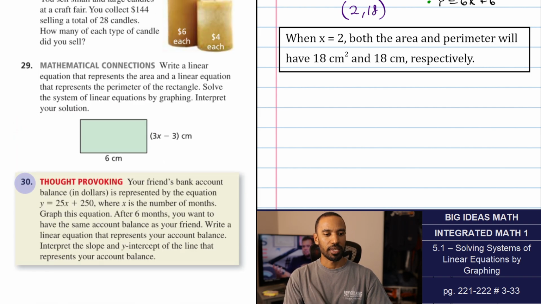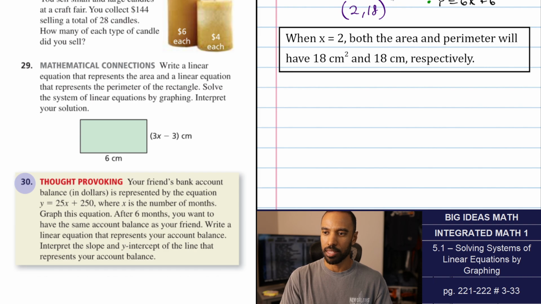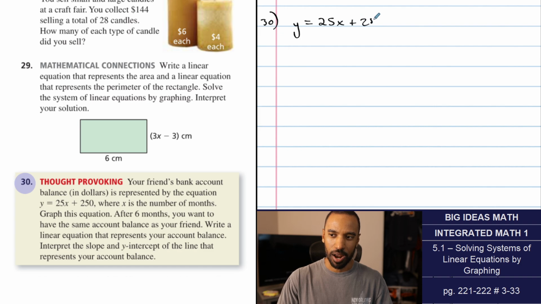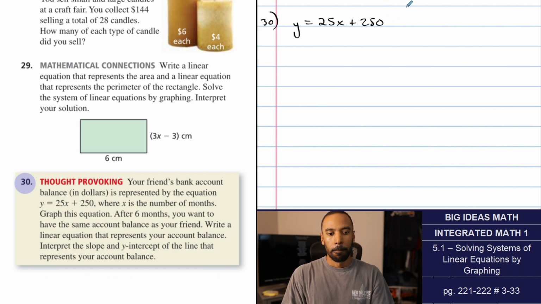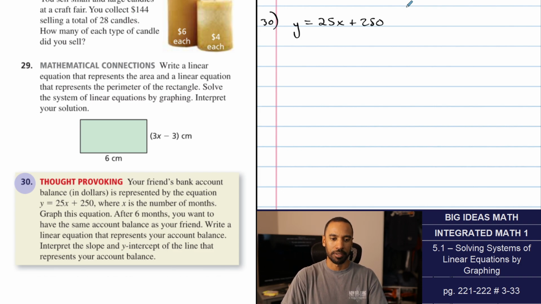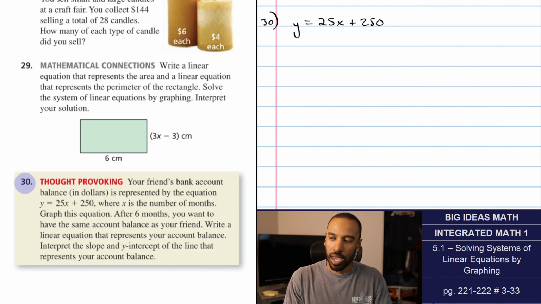Thought-provoking. Your friend's bank account balance in dollars is represented by the equation y equals 25x plus 250, where x is the number of months. Graph this equation. I mean, do I have to do it, or is it graphing calculator? Let's see the rest of the problem. After 6 months, you want to have the same account balance as your friend. Write a linear equation that represents your account balance. Interpret the slope and y-intercept of the line that represents your account balance.